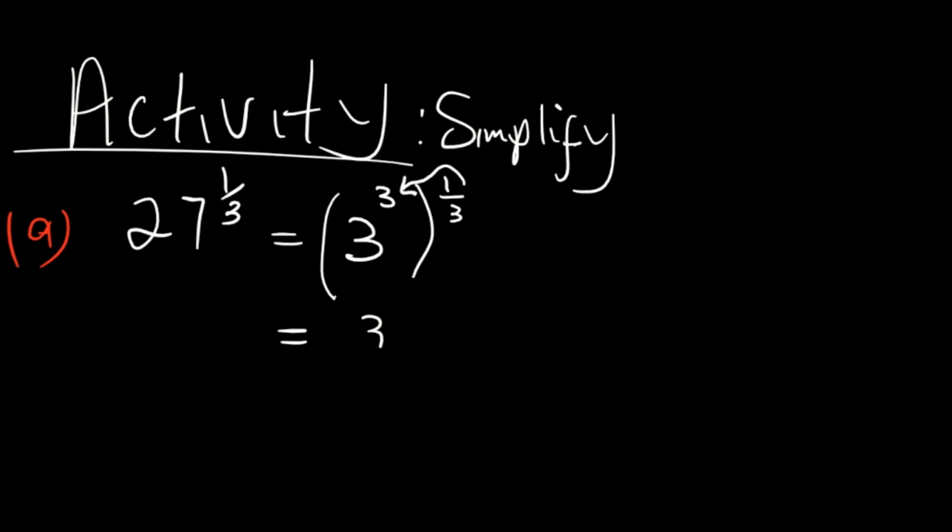So this power of 1 over 3 will multiply the 3. It's going to be 3 to the power of 3 multiplied by 1 over 3, which these 3 and 3 will cancel out. We will have 3 to the power of 1. So this is the final answer.